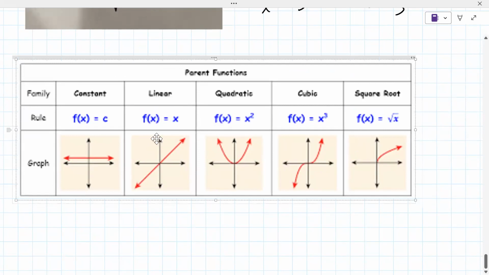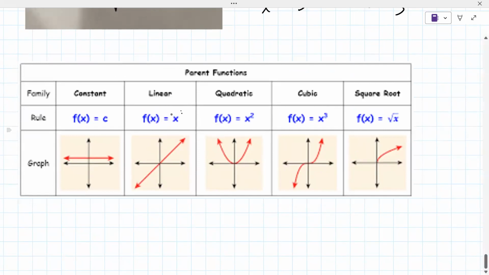The lines are going to have x to the power of 1. The constants, those are horizontal lines. We talked about that. The quadratics are U-shaped. They're either up or down. You and I have not talked about cubics, but the root functions have kind of this shape.